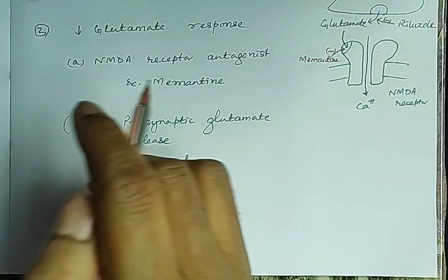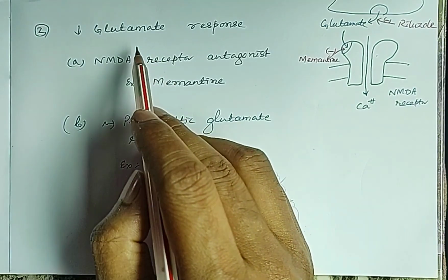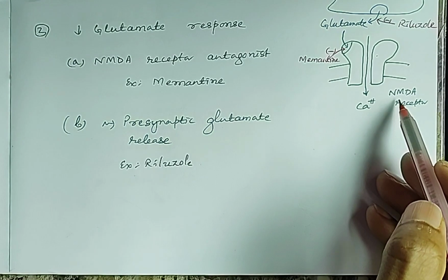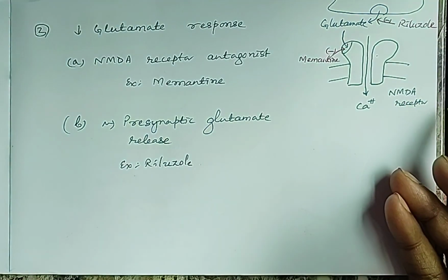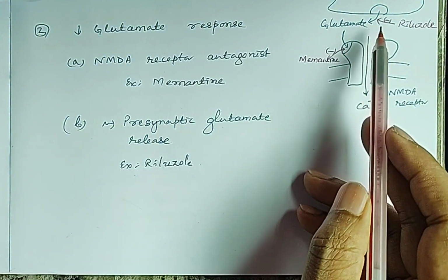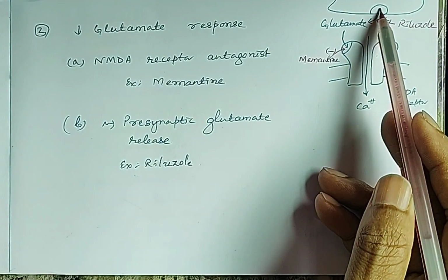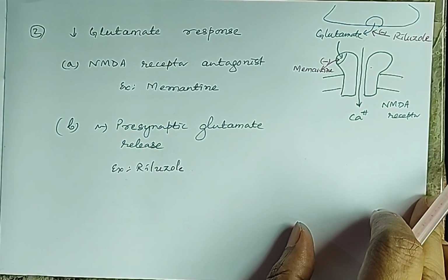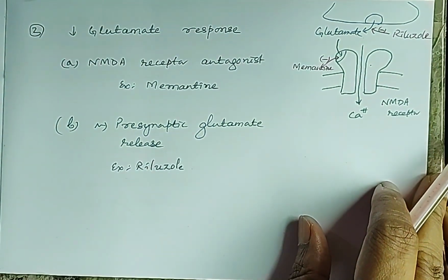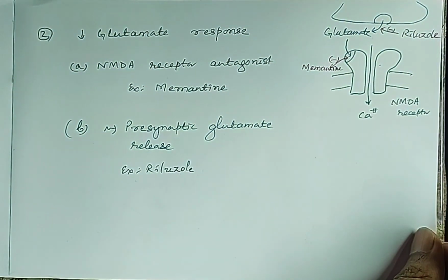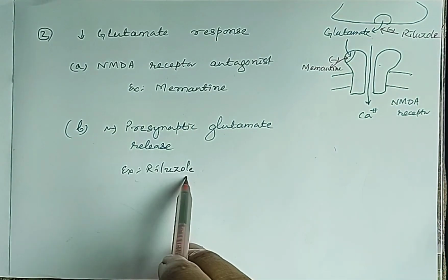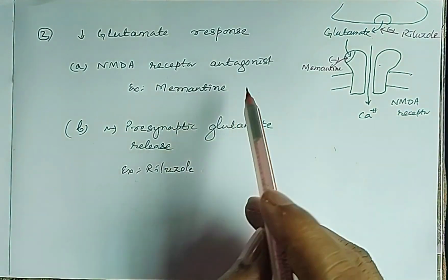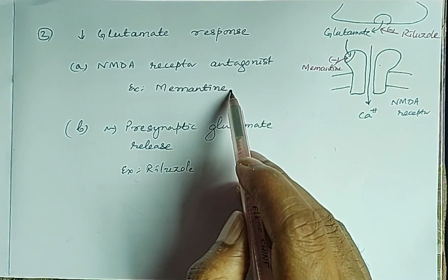The second group is the drugs which decrease the glutamate response. Glutamate acts on the NMDA receptor, N-methyl D-aspartate receptor, and we can either inhibit the glutamate release from the presynaptic terminal, and the drug is riluzole, or we can use NMDA receptor antagonist memantine. Memantine is an FDA approved drug.